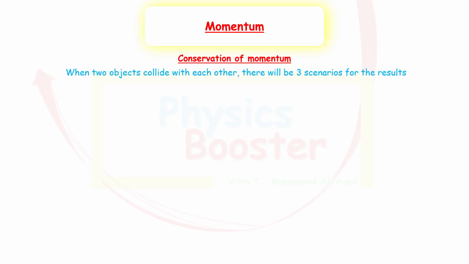Now, imagine that two objects collided with each other, okay? There will be three scenarios for the result of this collision. So we have the first object, let's call it M1, and the second object is M2 because each one has a different mass, so they are moving towards each other. They don't have to be moving towards each other, but as an example, they're moving towards each other. Now they collided. What is the result of this collision? Well, we have three scenarios as we mentioned.